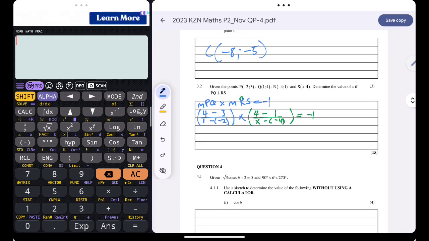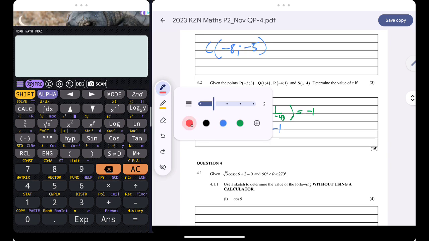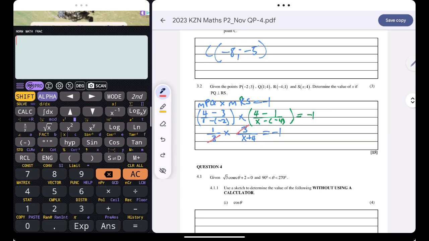Then for the blue part, 4 minus 3, I know I'll get 1. 1 minus -2, I'll get 3 at the bottom, multiplied by 4 minus 1, I know I'll get 3 there. And then x minus -4, I'll simply get x plus 4. This is equal to -1. Are we together? I'm supposed to solve for x, right? But these two things can just cancel one another because I'm dividing, and then I'll be left with 1 over x plus 4 is equal to -1.